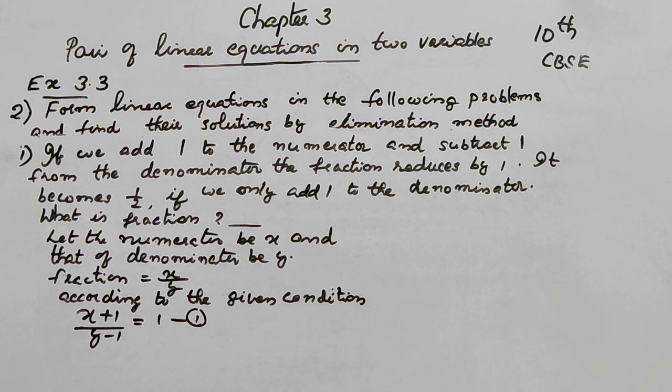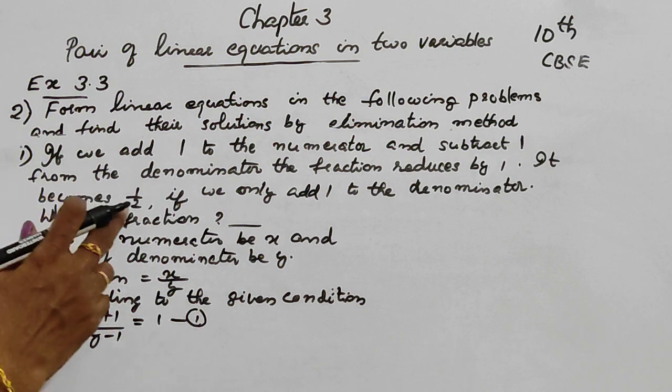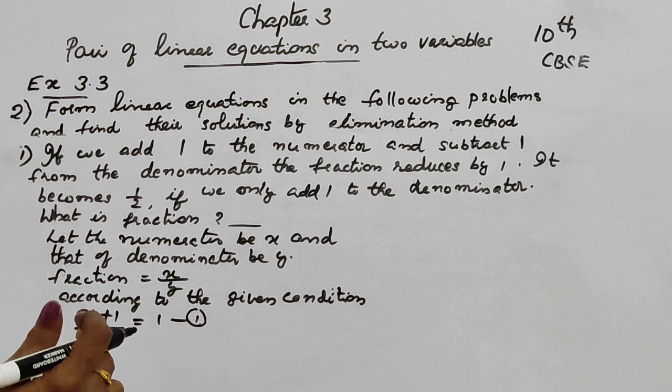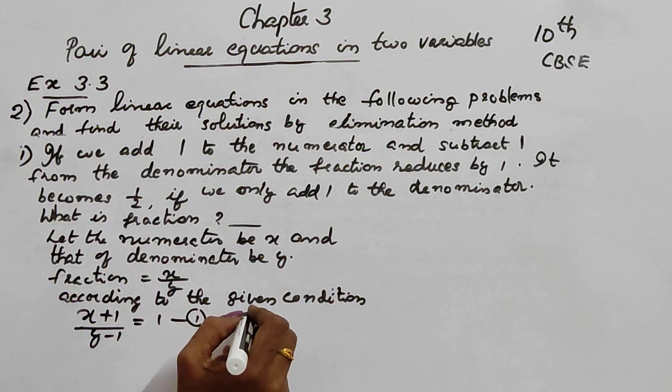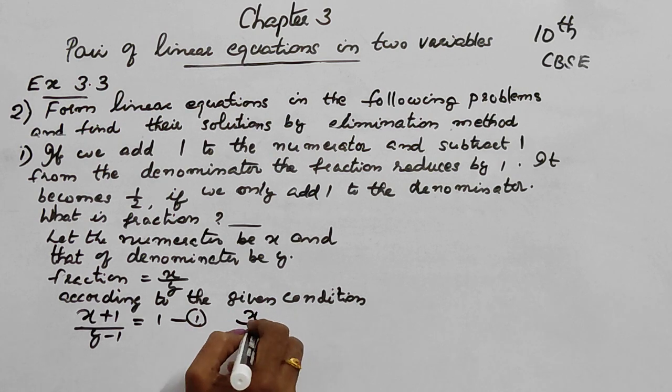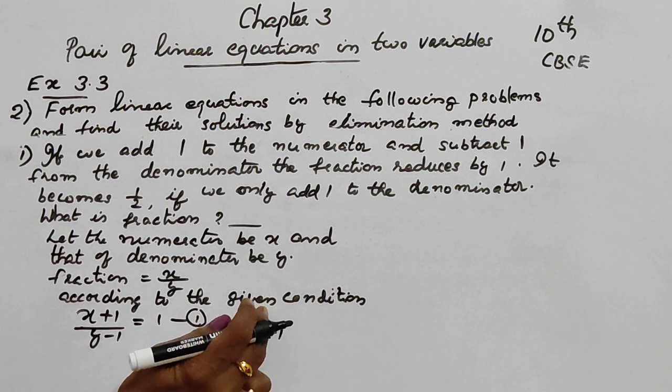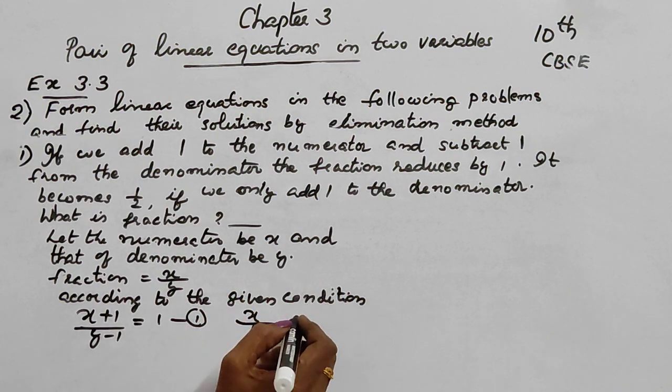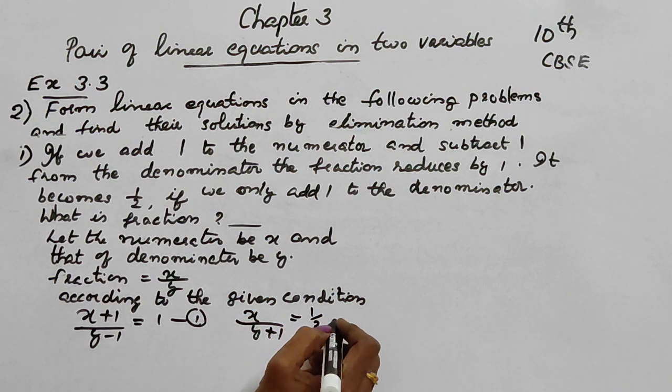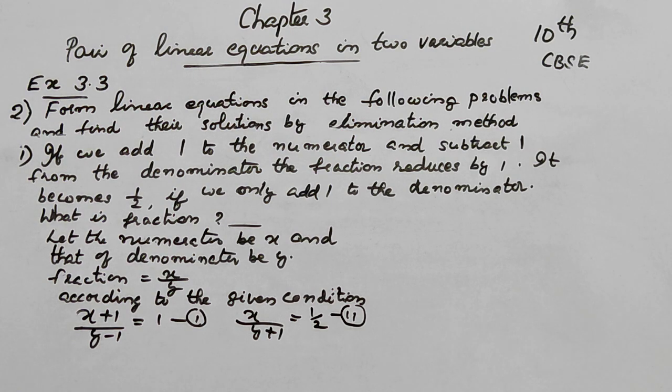And the second equation we can also write. It becomes half if you only add 1 to the denominator. Second equation: the fraction is x by y. Add 1 to the denominator. No need to add any number to the numerator. This becomes half. This is the second equation. Solving these two equations, we will get the values of x and y.